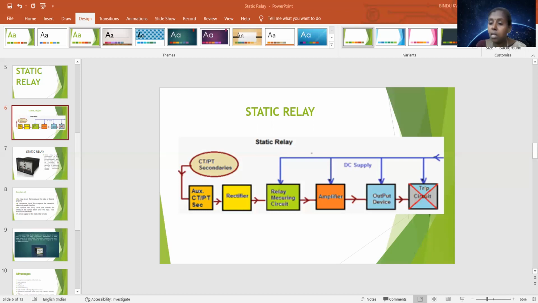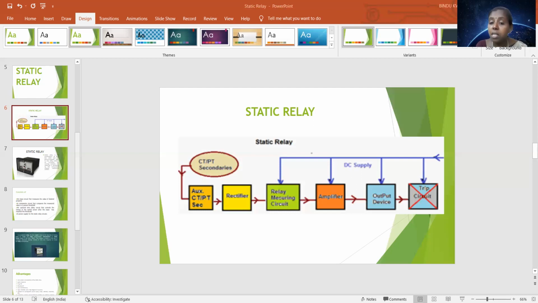The output of your measuring unit is given to the amplifier, which amplifies the signal. The amplified output signal is given to the trip circuit. The trip circuit will be energized only when your relay is operating.